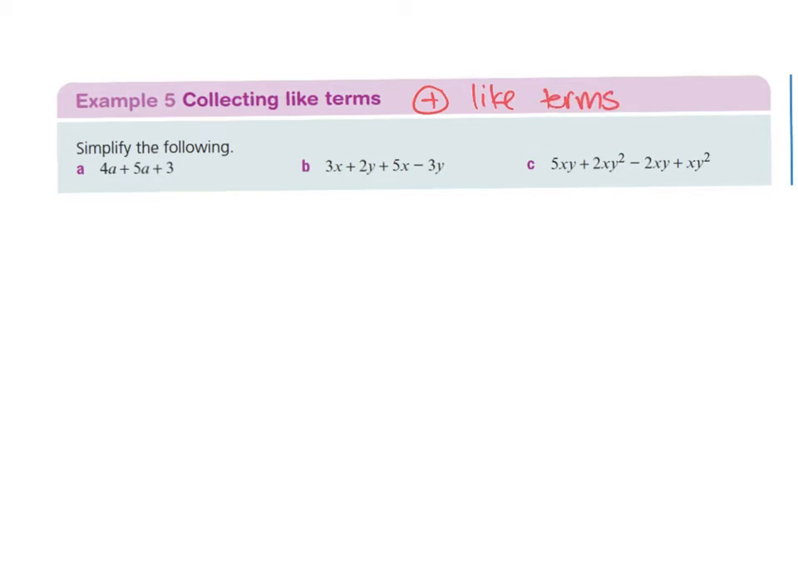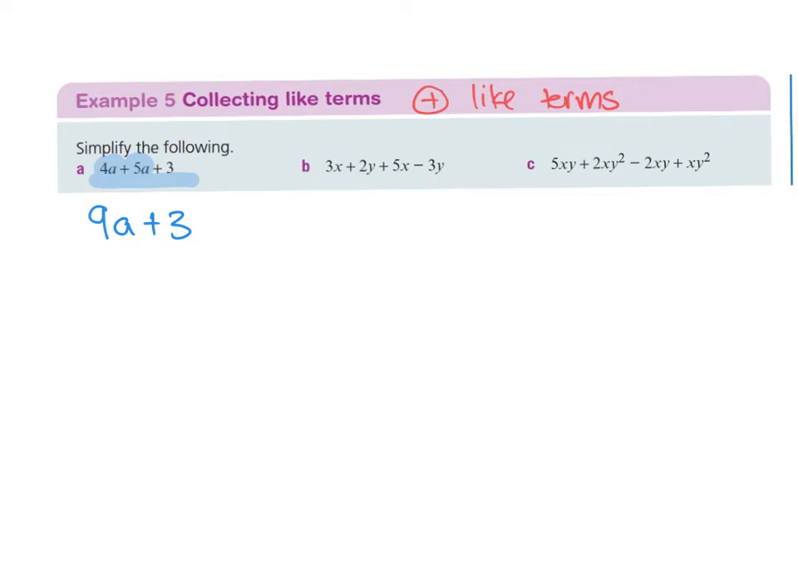So first of all, we'll look, are there any like terms in this expression? Yeah, good. 5a and 4a are like terms. So if I add 4 and 5, what do I get? 9. So I've got 9a. Now, the 3, you've got to keep it there because there was nothing else to add it with. There were no other constants or numbers, so we have to leave it there.